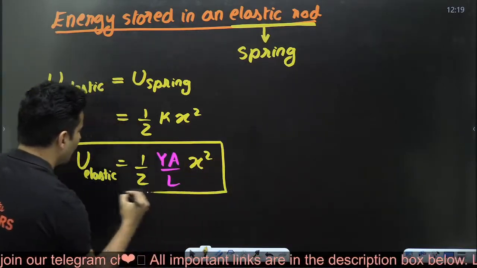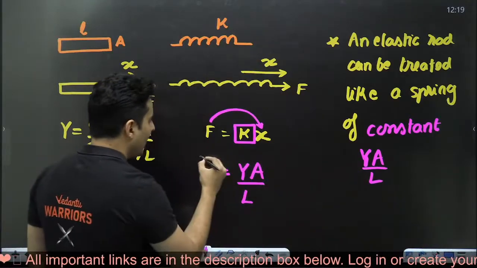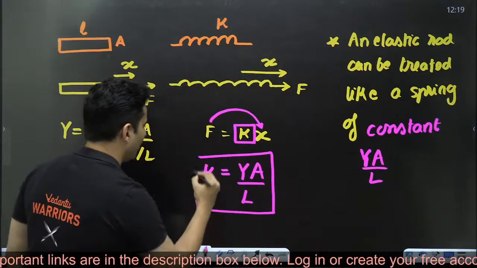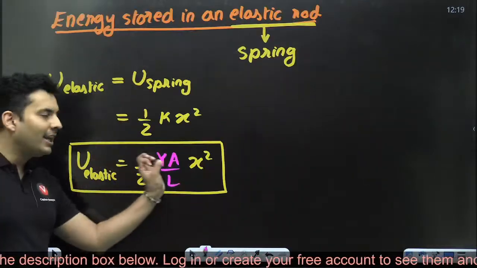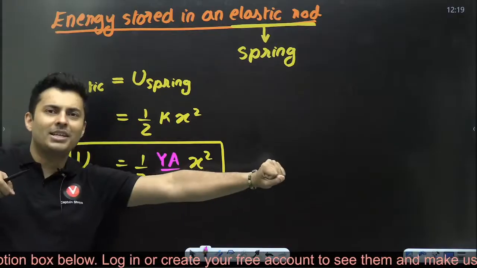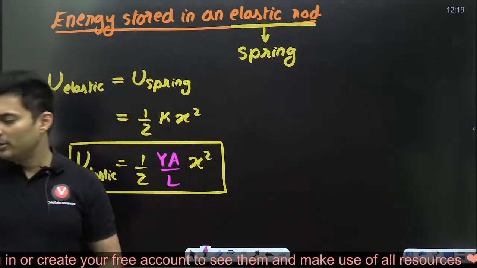Very important formula again. And all of this happened because I knew this particular formula: spring constant is YA by L. So this is a very easy way of writing how much energy is stored in a stretched or a compressed rod or a deformed body.